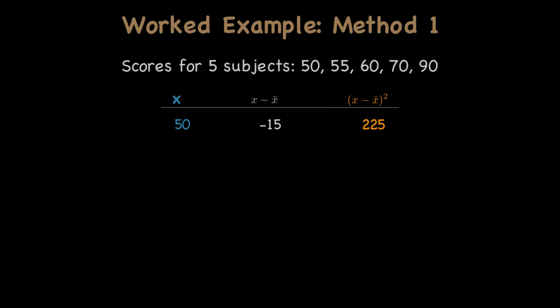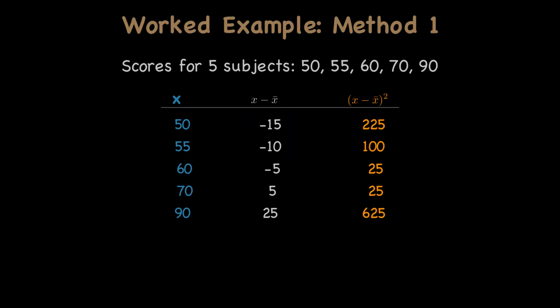Step 2. Build a table. For each score, find x minus x bar, then square it. 50 minus 65 is negative 15, squared is 225. 55 minus 65 is negative 10, squared is 100.